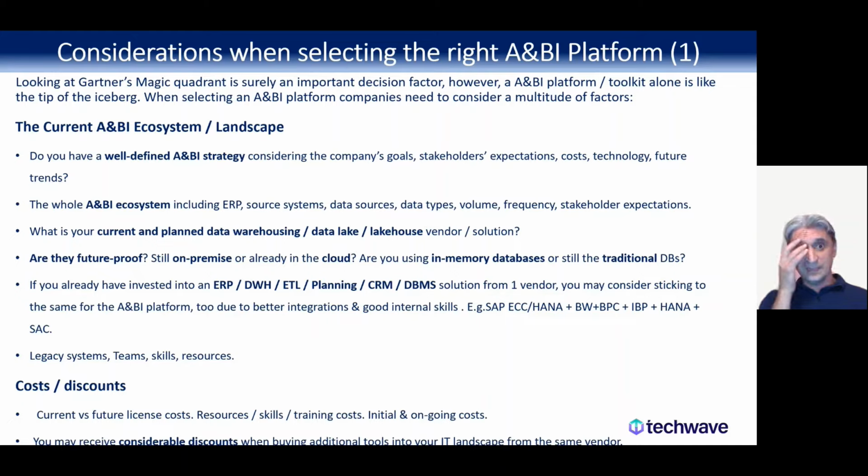So for example, do you have a well-defined A&BI strategy, considering the company's goals, stakeholders' expectations, the cost, technology, the future trends? You need to take into account the whole A&BI ecosystem, including the ERP systems, the budgeting, planning systems, maybe the CRM systems, all the source systems, data sources, data types. The data volume is critical. The frequency of loads, real-time versus batch loads, once-a-day loads, IoT data, streaming data versus batch loads, stakeholder expectations.